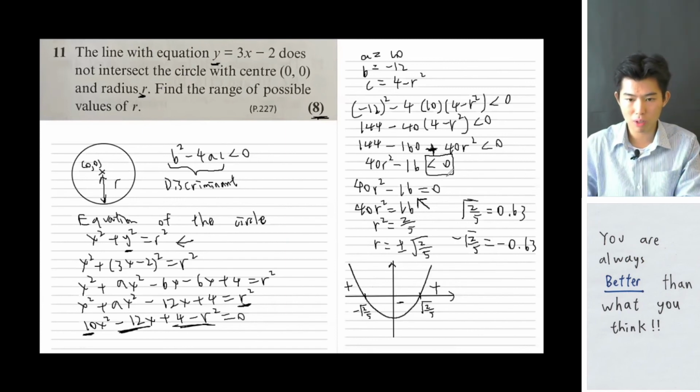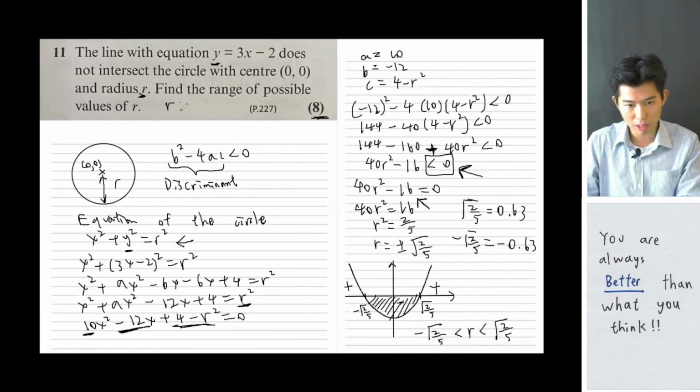And back to the equation that they want us to find the value, the set of values that is smaller than 0. So all they want is negative values. So they want this area here. And the range will be minus 2 root over 5, smaller than r, and r is smaller than root 2 over 5. But the radius can never be a negative value, okay? So it can only be greater than 0. So r would be greater than 0.